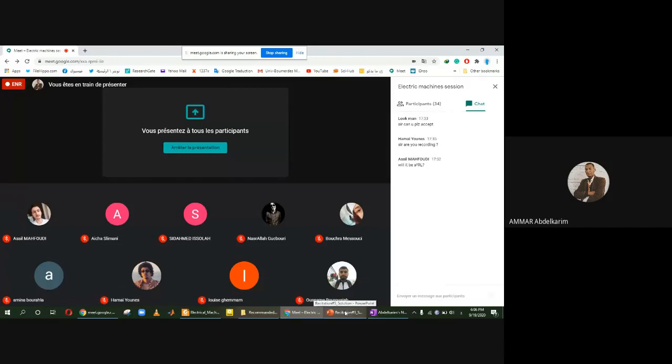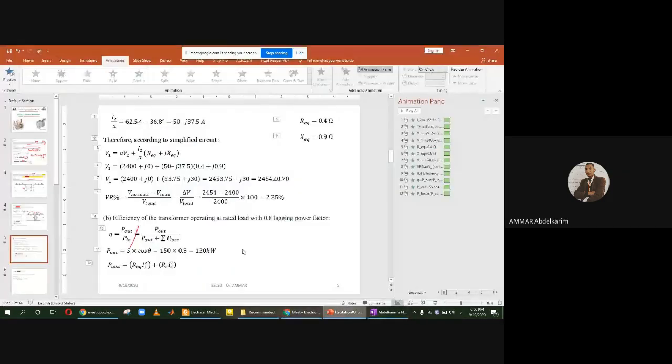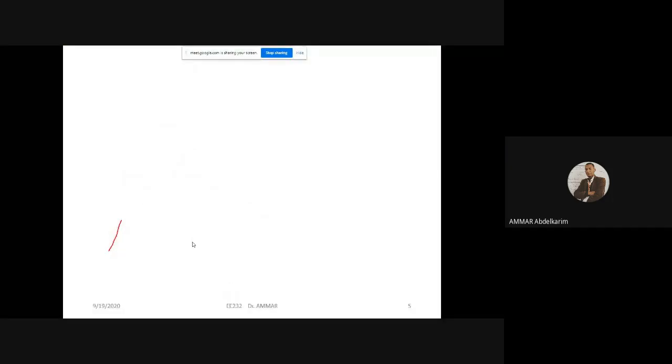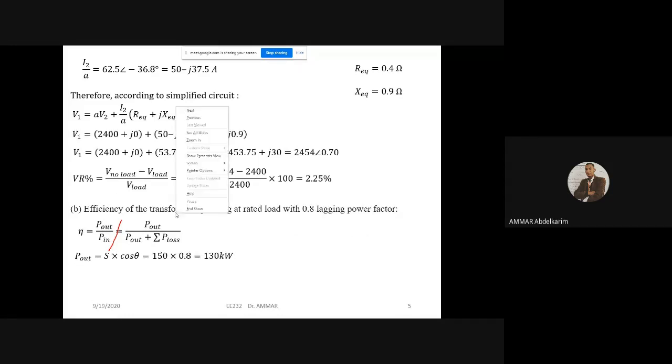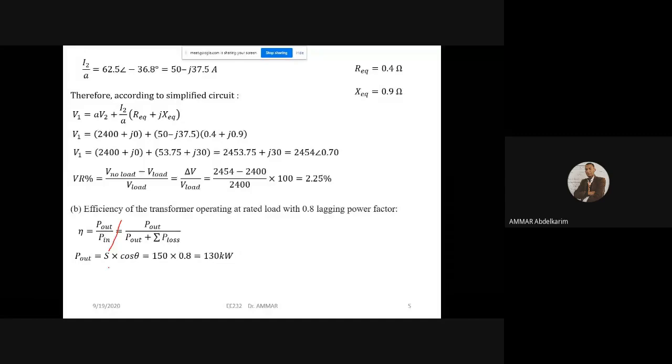Okay, let's continue. We said that the efficiency equals the output power over the output power plus the sum of losses. The output power can be found from the apparent power of the secondary, multiplied by cosine theta, the power factor. So 150 multiplied by 0.8 equals 120 kilowatt.